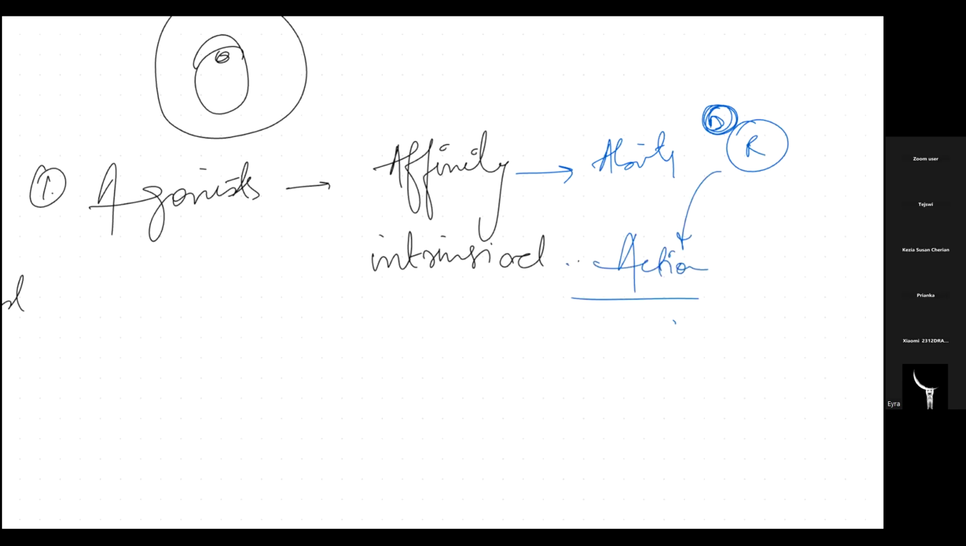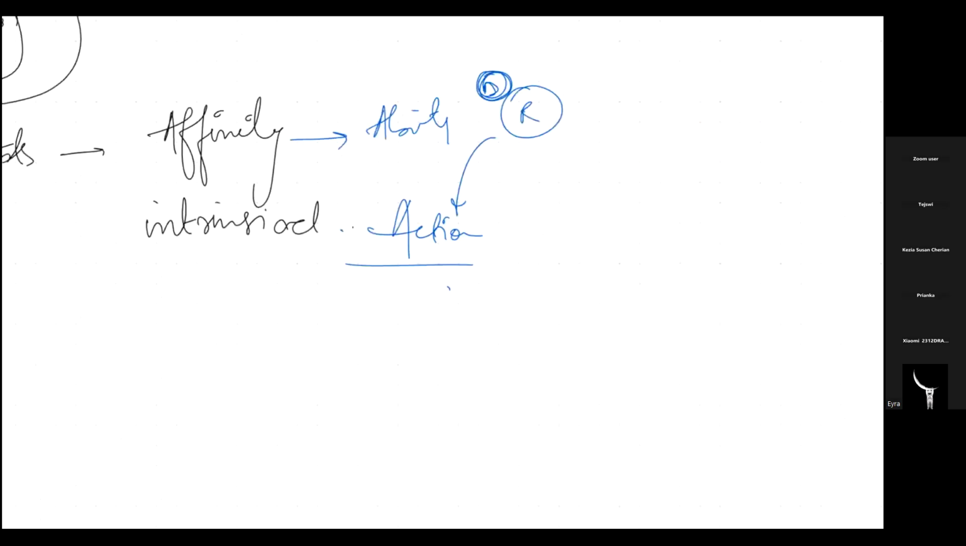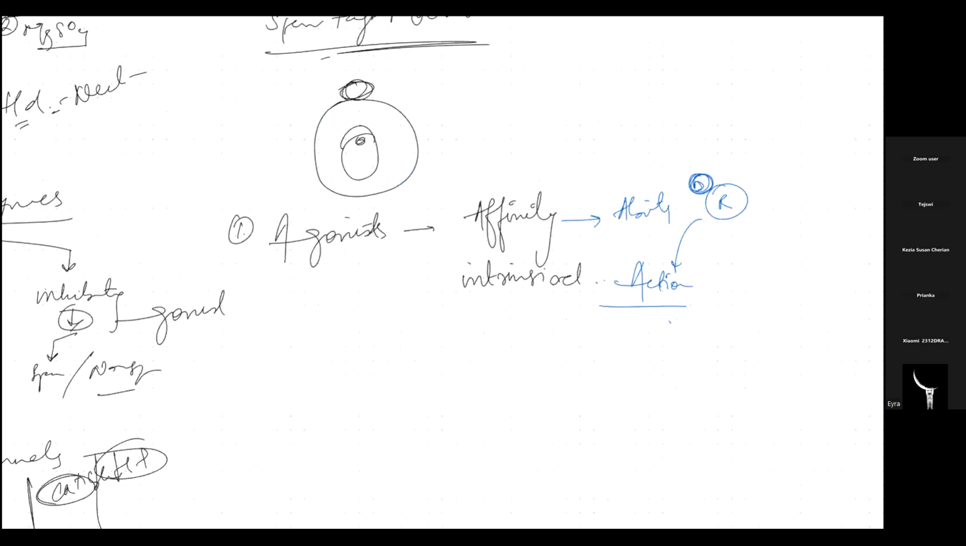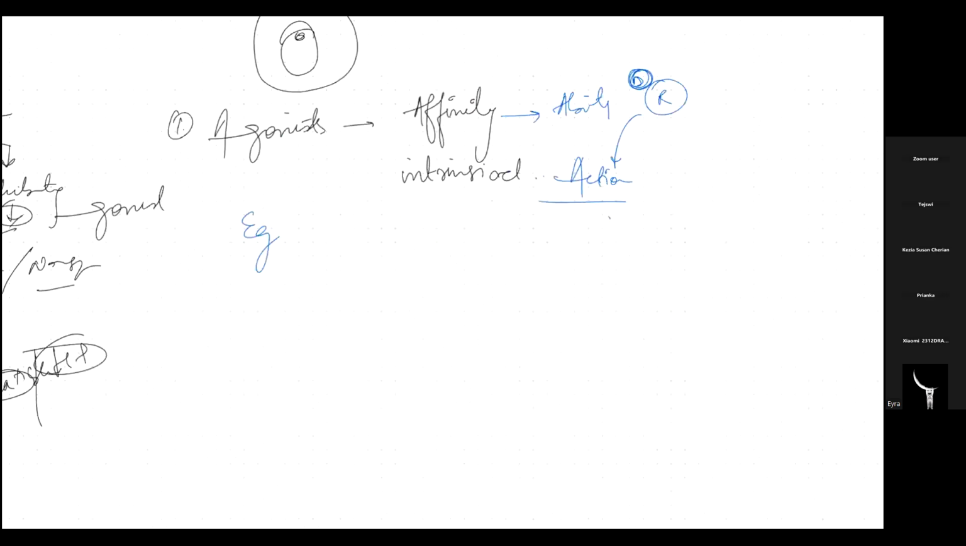One example of a drug which acts as an agonist can be adrenaline. Adrenaline is an agonist at alpha 1 and alpha 2 adrenergic receptors. I hope it's clear.